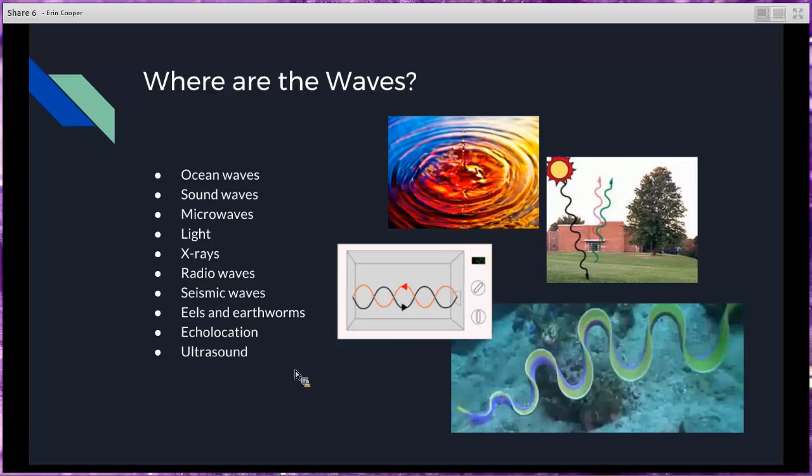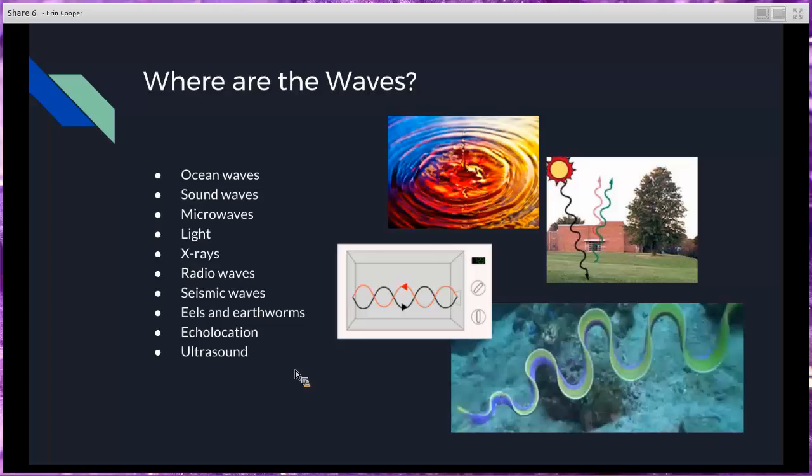There are ocean waves, like if you go to the beach, you'll see ocean waves. There are sound waves. My voice coming across to you through this microphone is actually an example of a sound wave. Your microwave oven will actually produce waves that increase the speed of the particles in your food to heat it up. There are light waves, which work a little bit differently from the others, but they are waves still.